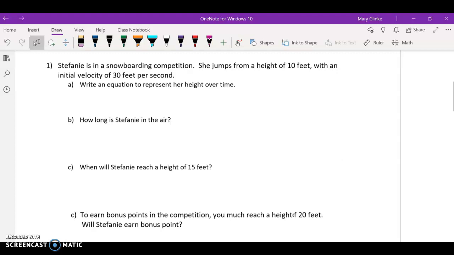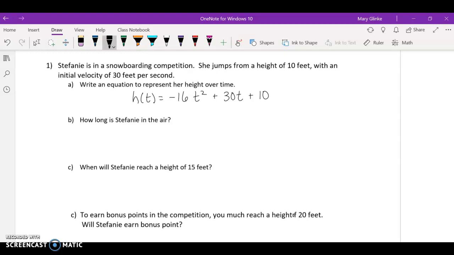We have Stephanie in a snowboarding competition. She's jumping from a height of 10 feet and an initial velocity of 30 feet per second. We want to write an equation to represent her height over time. So the vertical motion model is going to be h of t equals negative 16 t squared. So that part is constant due to gravity. It's plus the initial velocity. So her initial velocity here is 30 t plus the initial height, which is 10.